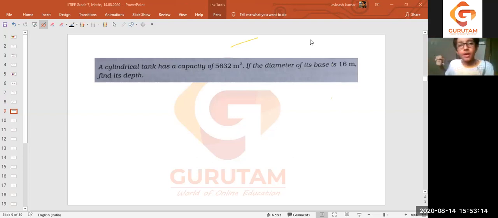Okay. Now, depth is the height, no? Depth is the height, correct. Okay. Now, a cylindrical tank has a capacity, volume is equal to 5,632 meter cube. Diameter is equal to 16 meters. Height is equal to h.